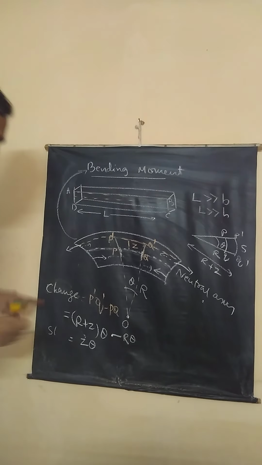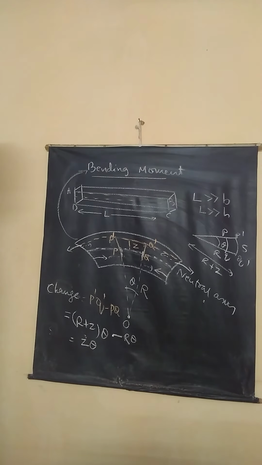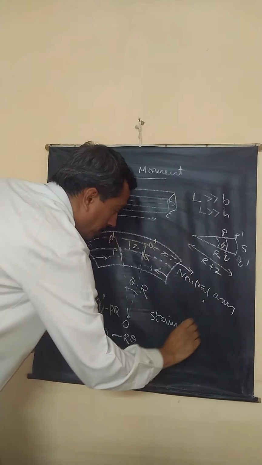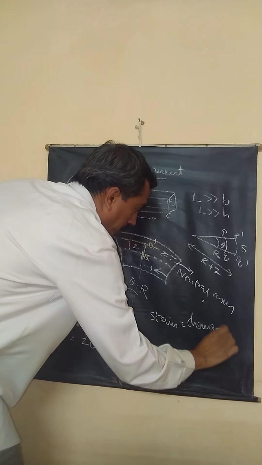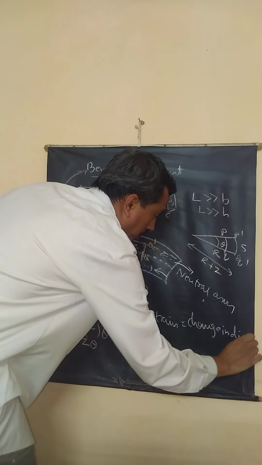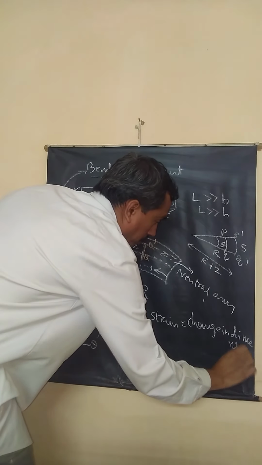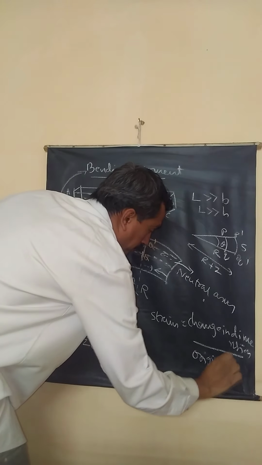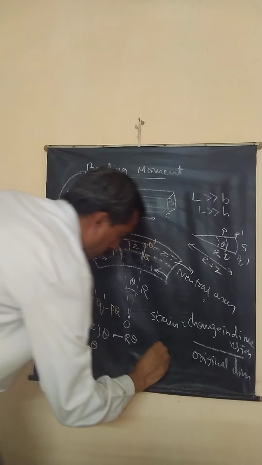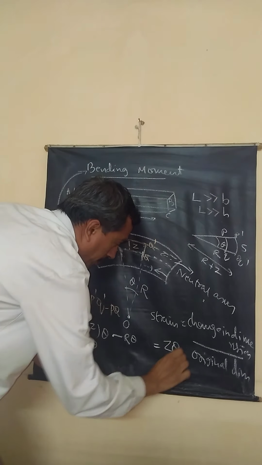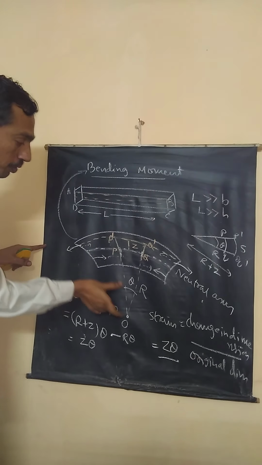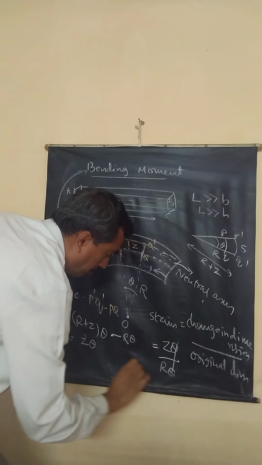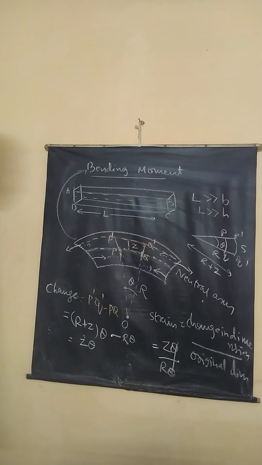Okay. Now what is linear strain? Strain is change in dimension by original dimension. So change is Z theta. Original dimension is PQ, that is nothing but R theta. So Z by R is strain.